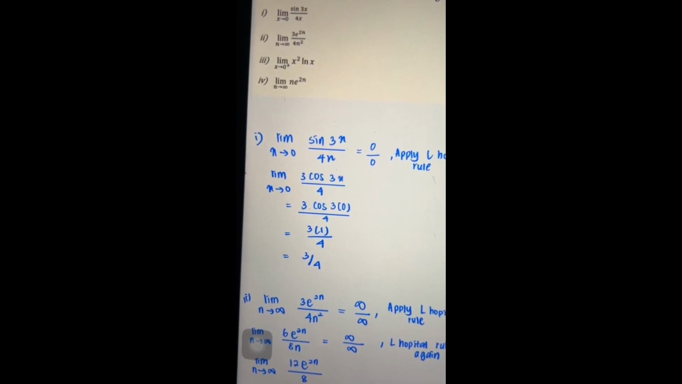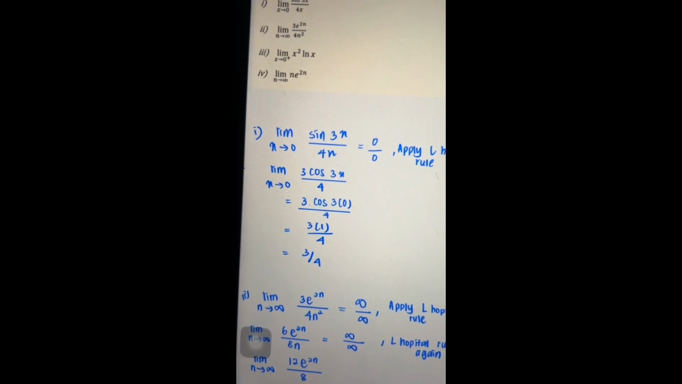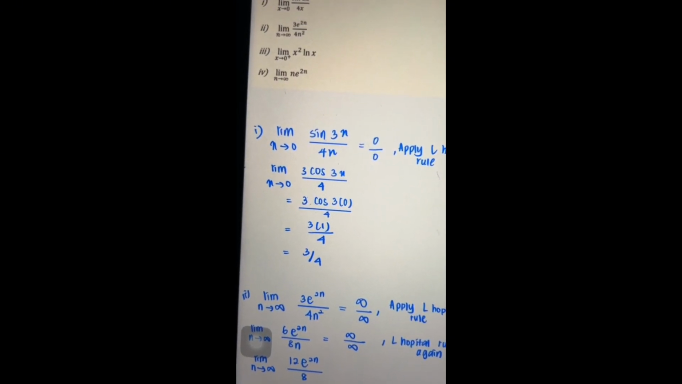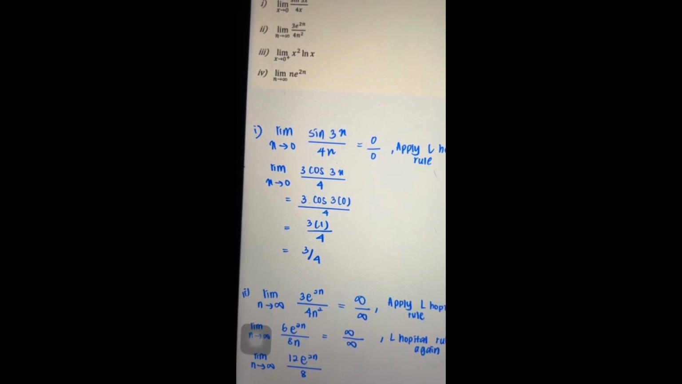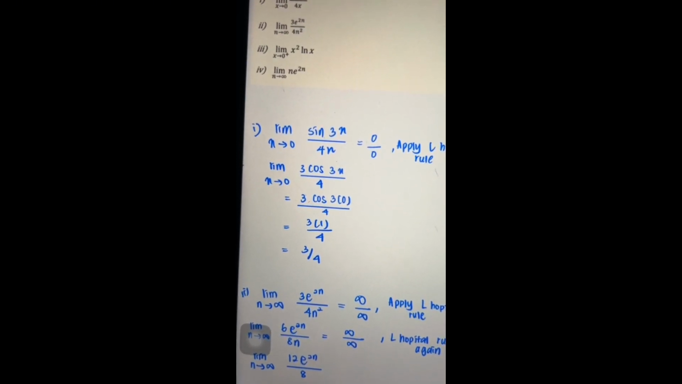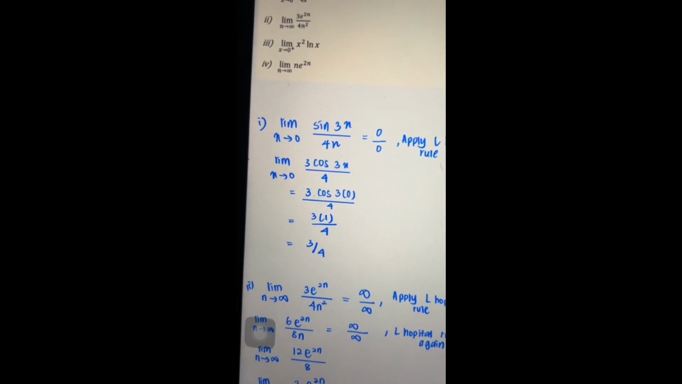Now we need to substitute x equal to 0 again. So the expression becomes 3 cos 3 times 0 over 4. Cos 0 equals 1, so the final answer would be 3 over 4.